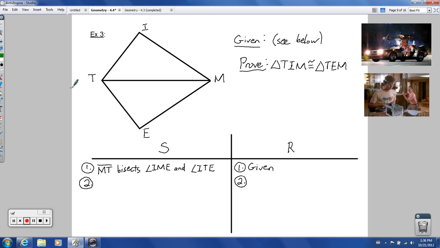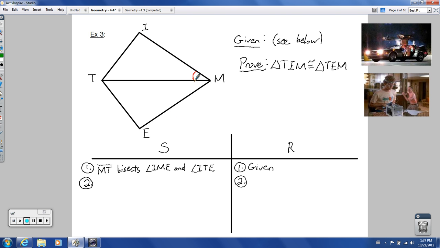What would that allow us to do on the picture? Okay, different color time. Take out your different color. This is what's originally there. What can we add to the picture? What else can I put in here? So MT bisects these two angles. So let's start with IME. That's the first one I wrote.